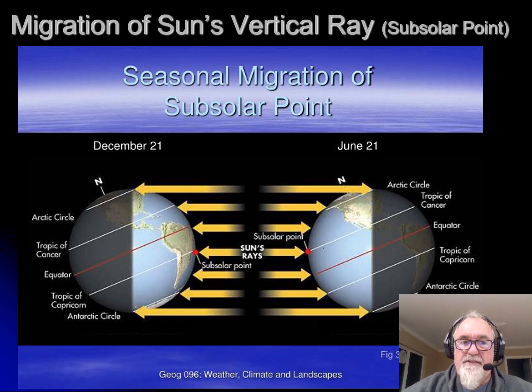So here we see on December 21st, the direct ray of the sun or the subsolar point, the vertical ray, striking what we call the subsolar point, 23.5 degrees south of the equator. And then 6 months later, on June 21st, we'd see the direct ray of the sun striking at 23.5 degrees north of the equator. So the subsolar point there, 23.5 degrees north. And can you see in these two examples?